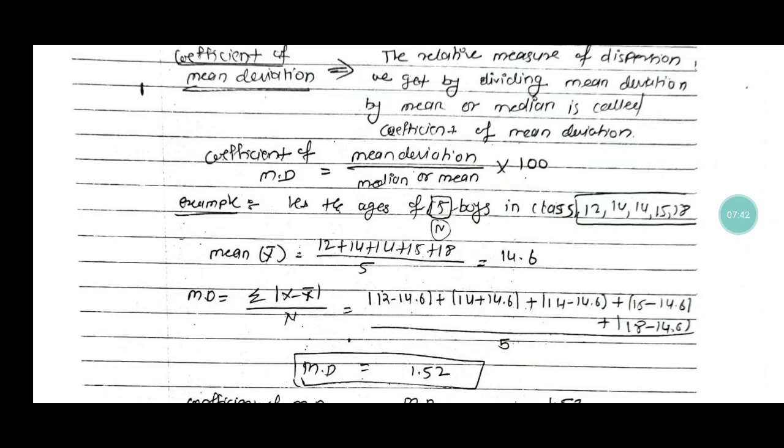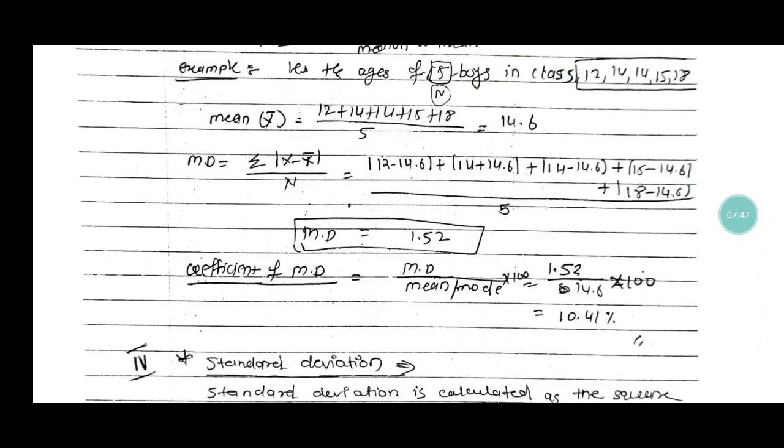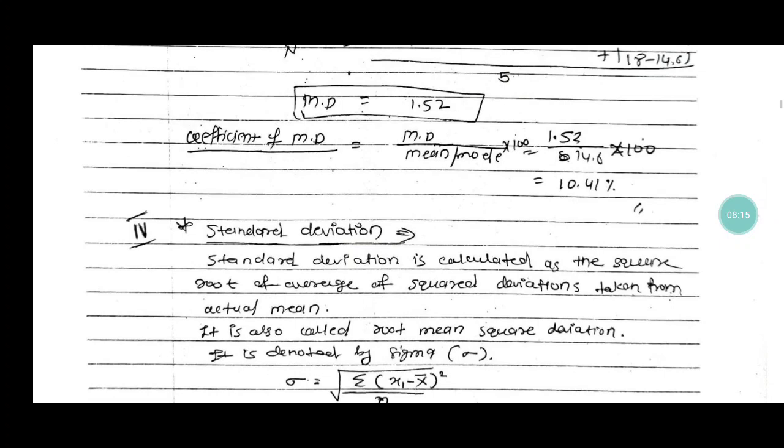So the mean deviation is equal to 1.52. The coefficient of mean deviation is equal to mean deviation divided by mean or median, into 100. We got the mean deviation as 1.52, and we can divide by the mean or median. So 14.6 is the mean, into 100. So the answer will become 10.41%.